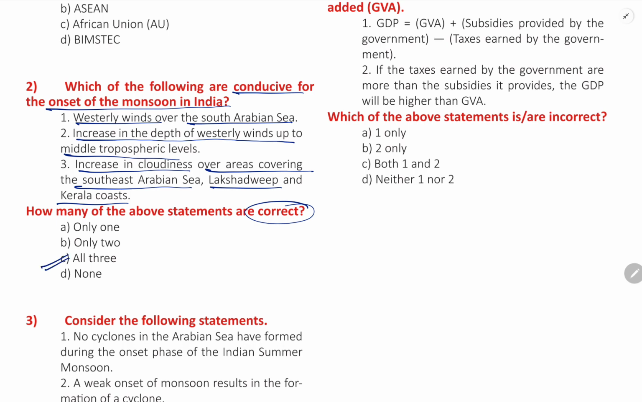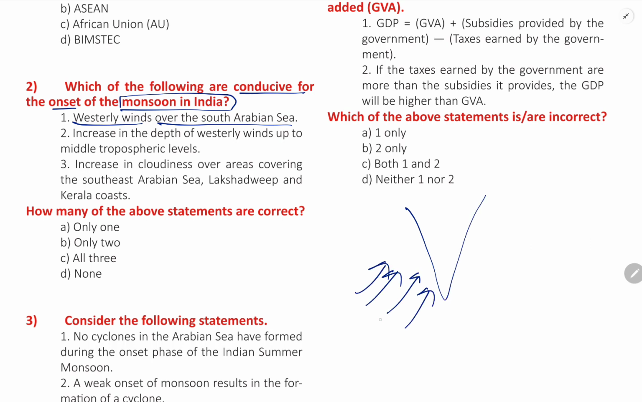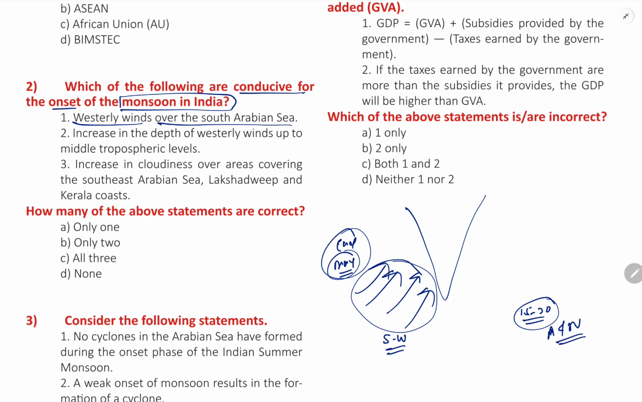So the correct answer is C. That means all the statements are correct. The question asks what are the conditions conducive for the onset, or the commencement, of the monsoon. We talked about this question yesterday also. The first statement says the westerly winds over the South Arabian Sea. If this is the Indian Peninsula, you know that this is the onset of the monsoon. The first monsoon comes from the southwest of India, and I also told you that this is near about May end, but around May 15 to 20 the monsoon already reaches the Andaman and Nicobar.